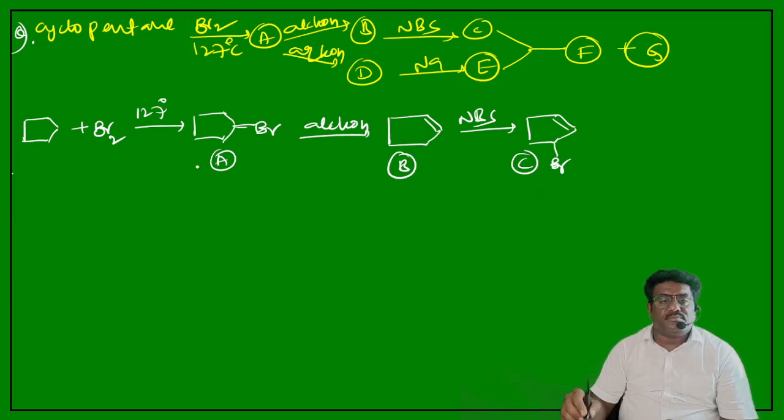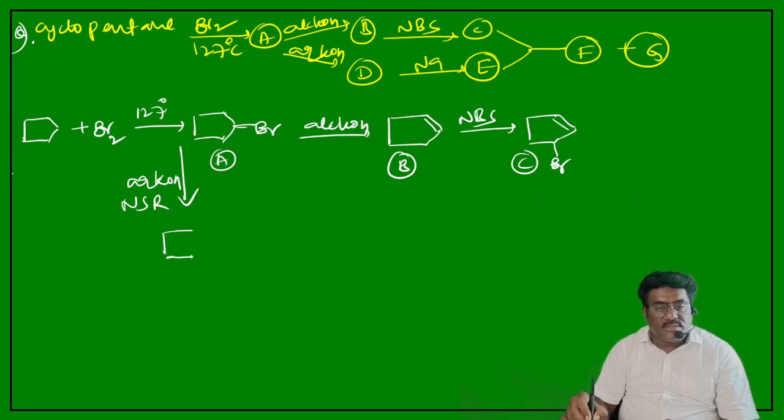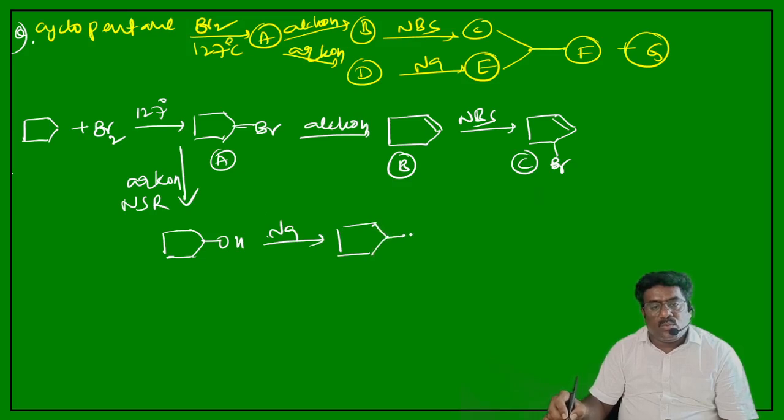Have a look at A with aqueous KOH. Aqueous KOH means it undergoes a nucleophilic substitution reaction. The bromine is substituted by OH. Yes. Next, the alcohol in the presence of sodium in dry ether gives what? The alkoxide, O Na. So this product is D, and this is E.